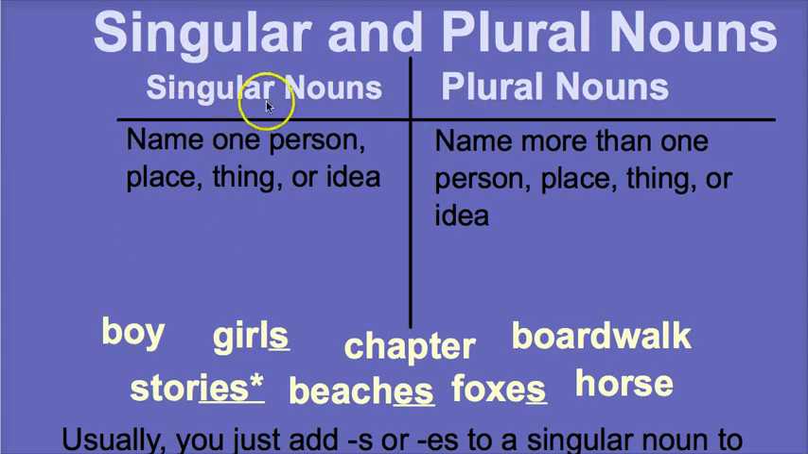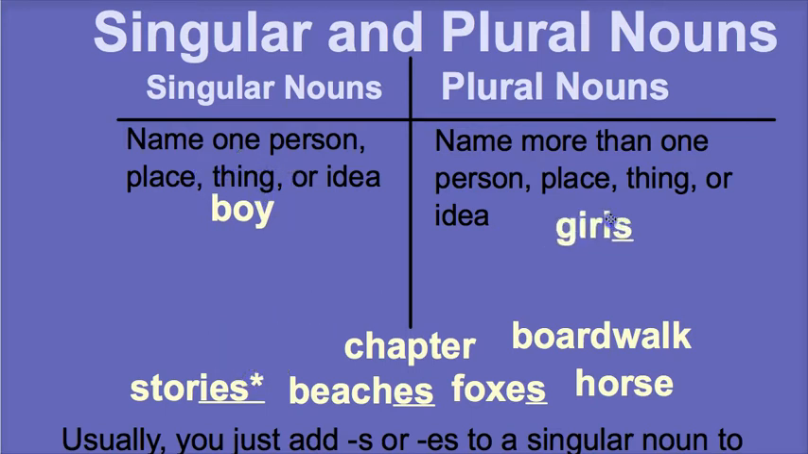So what is a singular noun? A singular noun names one person, place, thing, or idea, while a plural noun names more than one person, place, thing, or idea. Singular always means one, and plural will always mean more than one. So let's begin by sorting the following nouns. Here we have boy. That's a singular noun because it names one boy. Here we have girls. We'll place it with plural nouns because it names more than one girl.